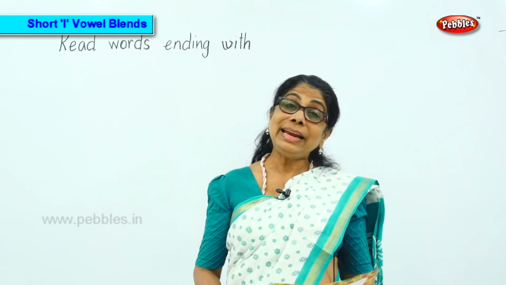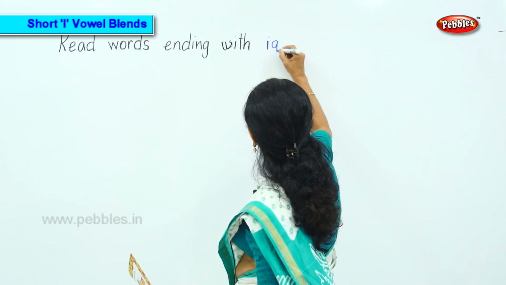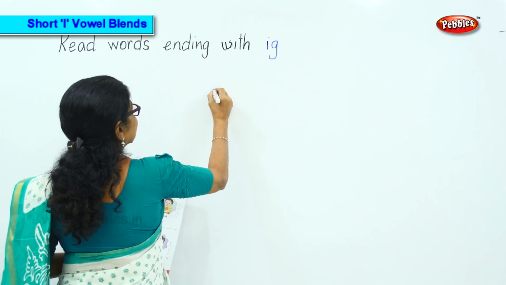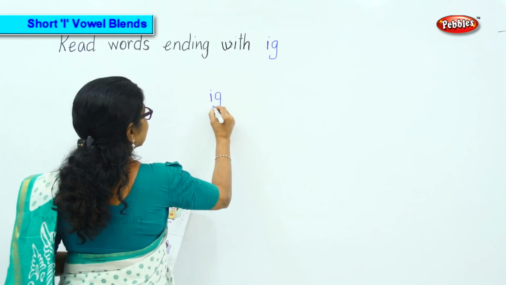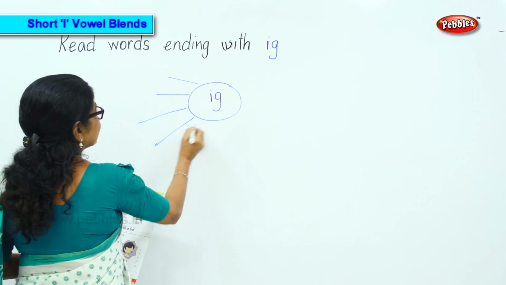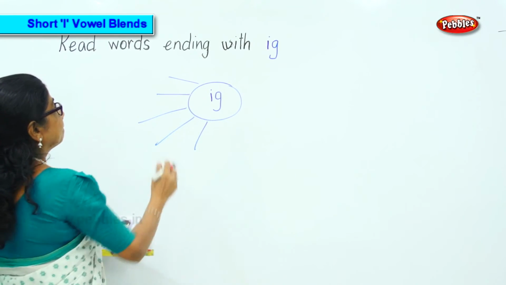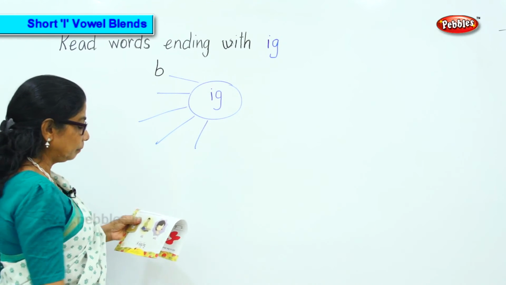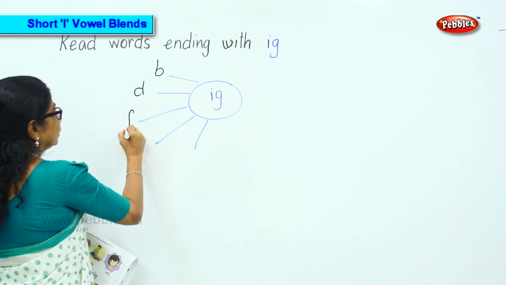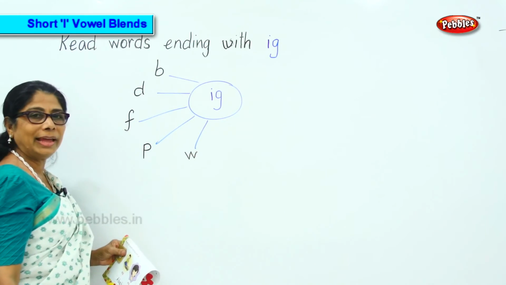Now we will do reading of words ending with IG. The words that end with IG. So you get big, so you get dig, fig, then you get pig, that's an animal, and wig. If you don't have hair, you wear a wig.